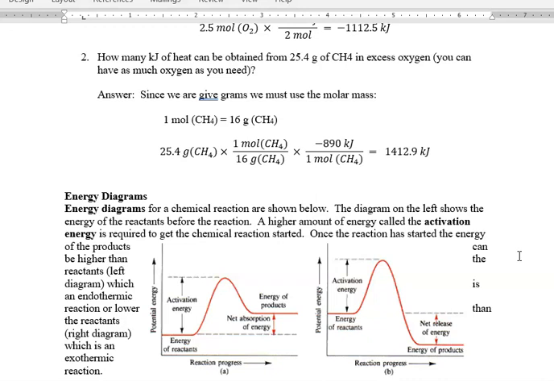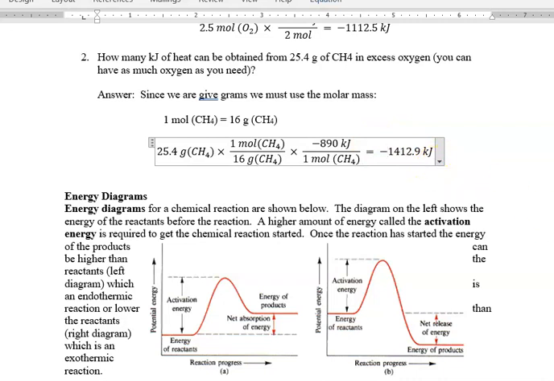And then you know that you have negative 890 kilojoules for every 1 mole. So if you cancel all the units, you end up with 1,412 kilojoules. And that should be a negative because it's exothermic.